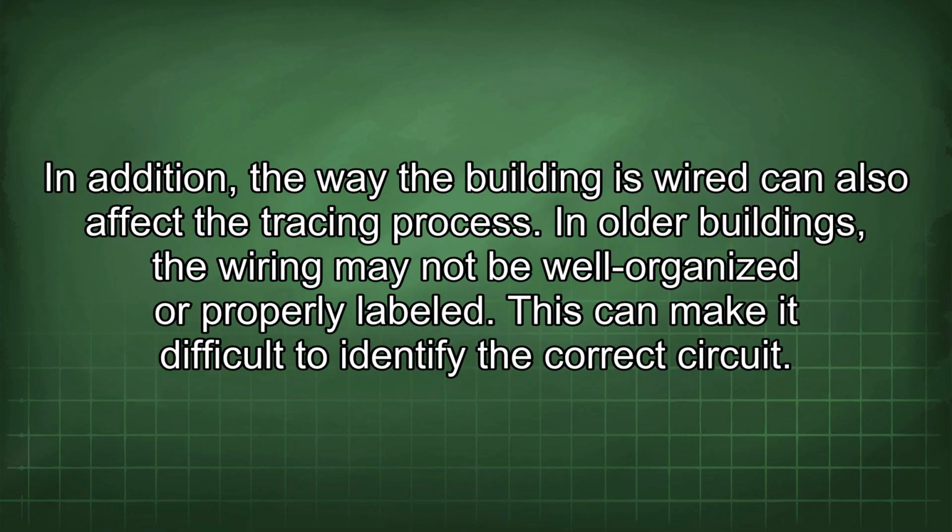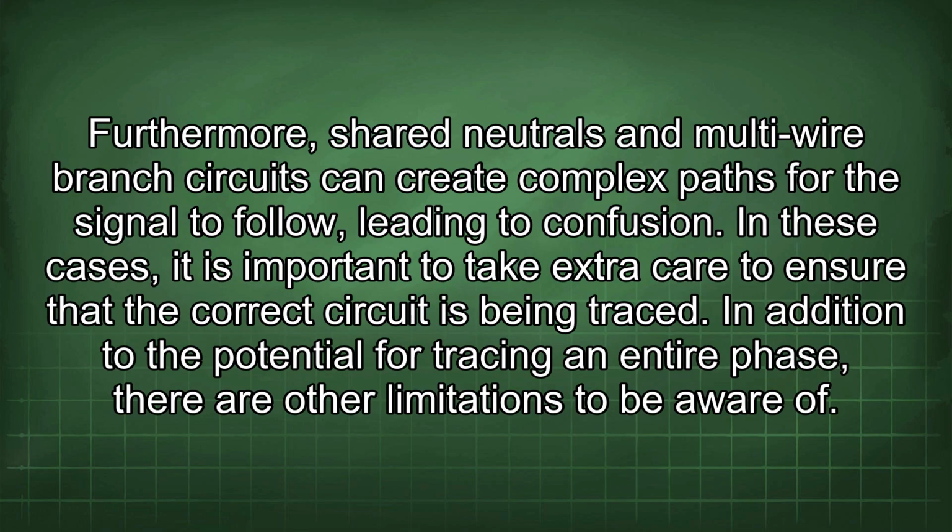In addition, the way the building is wired can also affect the tracing process. In older buildings, the wiring may not be well organized or properly labeled. This can make it difficult to identify the correct circuit. Furthermore, shared neutrals and multi-wire branch circuits can create complex paths for the signal to follow, leading to confusion. In these cases, it is important to take extra care to ensure that the correct circuit is being traced.